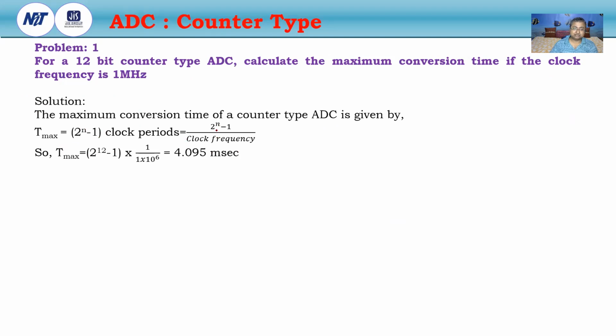That is (2 to the power of n minus 1) by clock frequency. So Tmax is equal to (2 to the power of 12 minus 1) into 1 by 1 cross 10 to the power 6, that is 1 by f, 1 megahertz. So then we will get 4.095 millisecond. So this is the maximum conversion time of the ADC. This is very much important for the GATE exam.